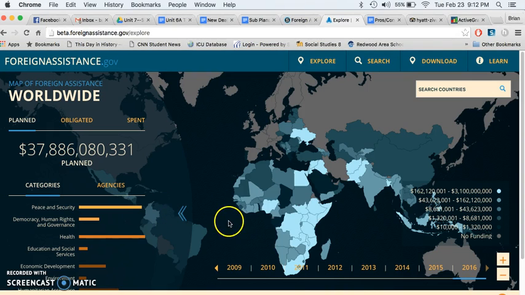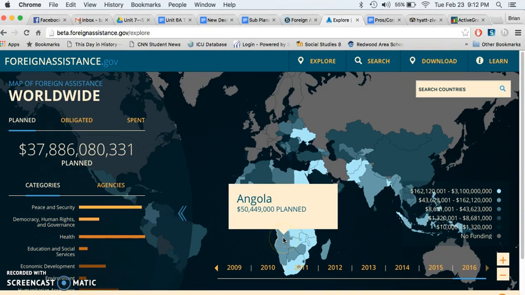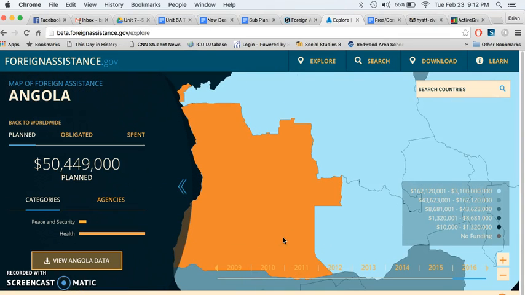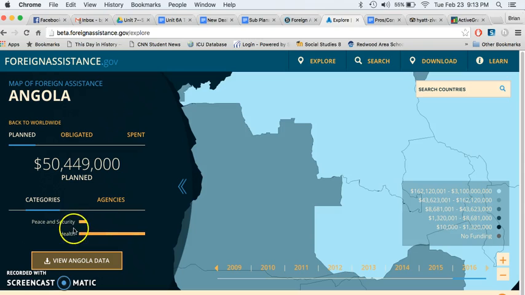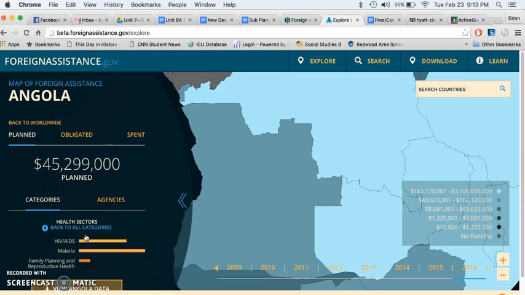Africa. And if you click, for example, let's say you had Angola, it'll tell you we plan on giving Angola about $50 million this year, okay? So if you click on Angola, all right, it tells you what the categories are for. Peace and security is a little bit of it, if you even hover over 5.1 million, okay? If I can go back here. And then health is this huge one here. About $45 million of it is going toward health.